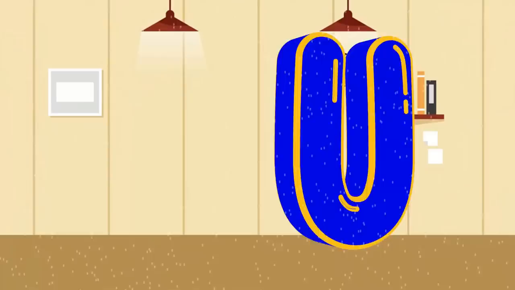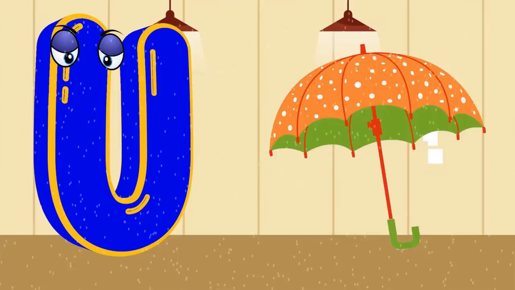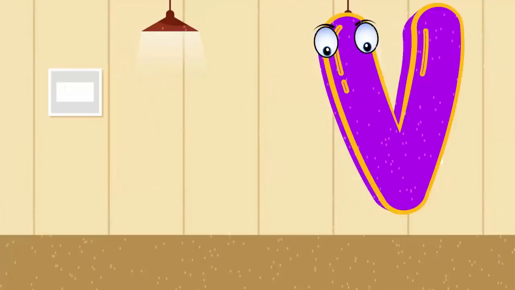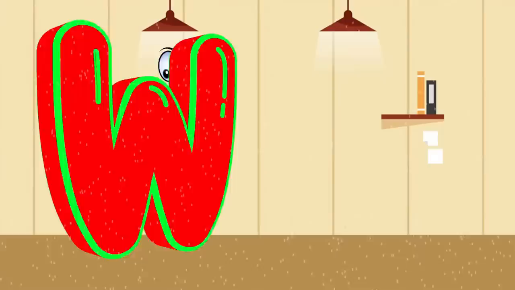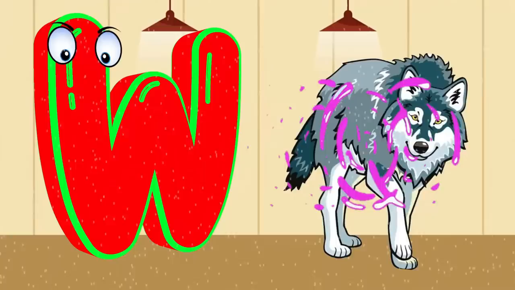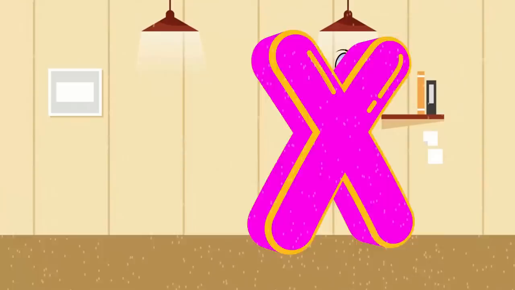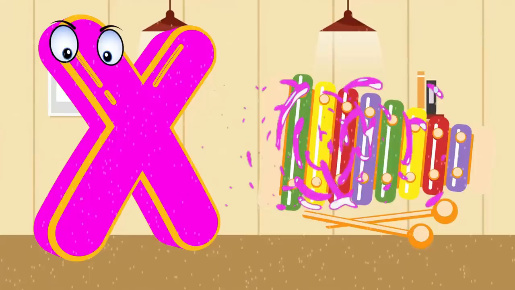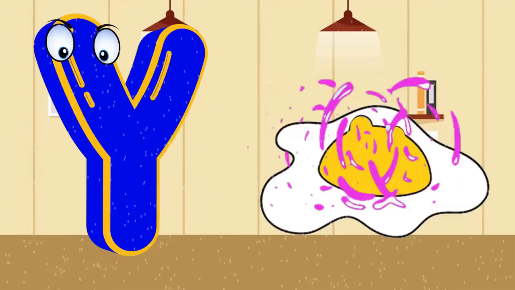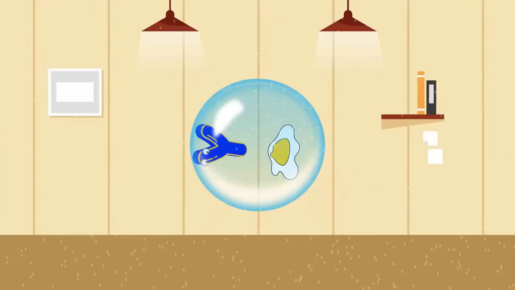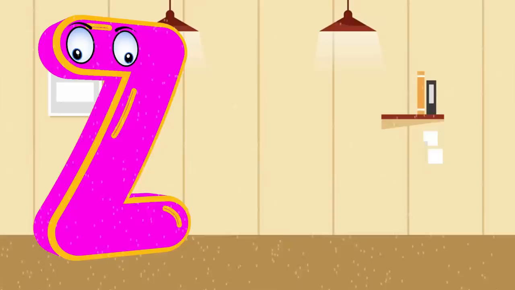U for umbrella. V for volcano. W for wolf. X for xylophone. Y for yak. Z for zebra.